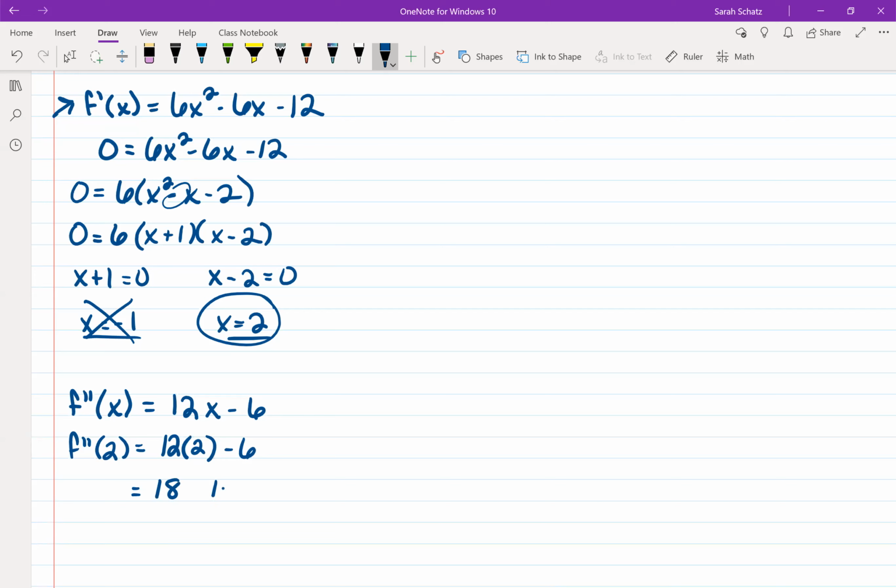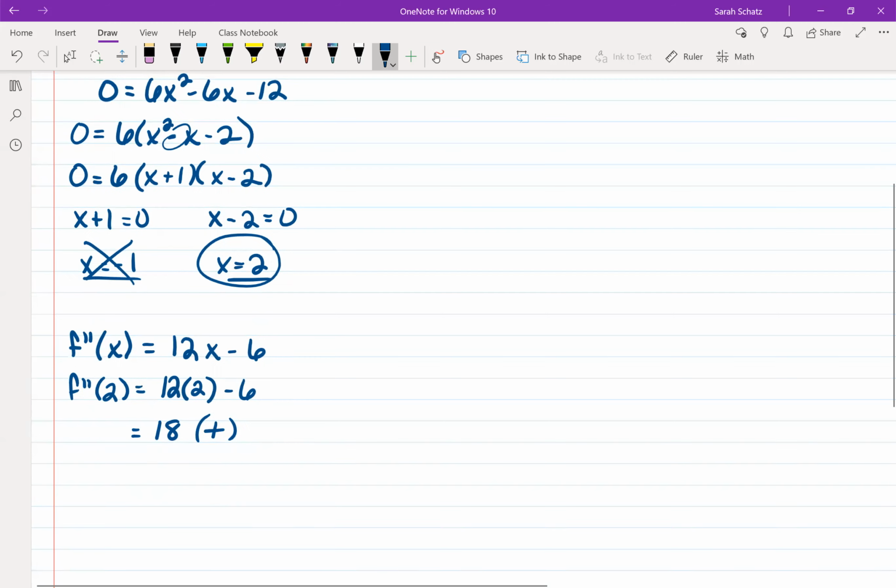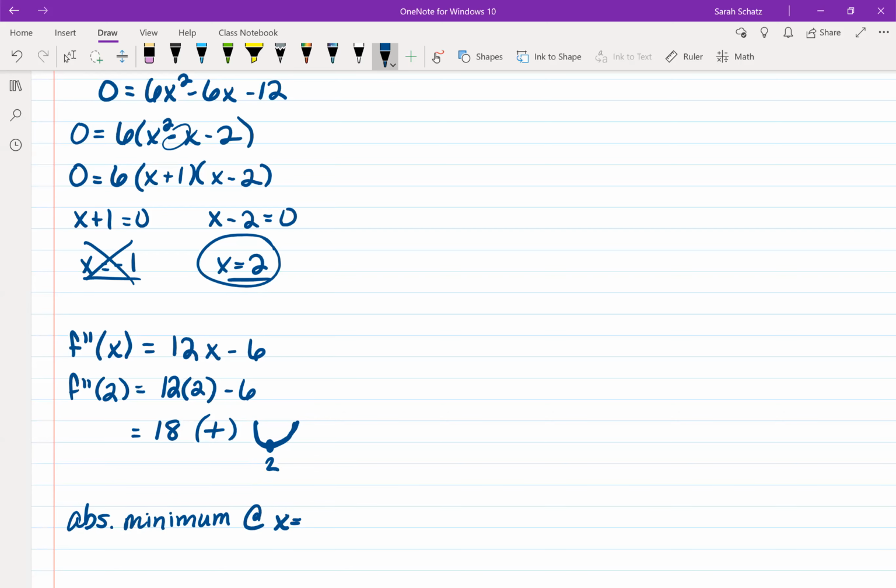So I found that it's positive. Remember what it means for the second derivative to be positive. It means that your graph is concave up. So positive up. It looks like a bowl. Which means if it's concave up at the point where x equals 2, that has to be a minimum, right? So what did I find? I found that on the interval from 0 to 4, we have one extreme value. It is an absolute minimum. And it occurs at x equals 2.